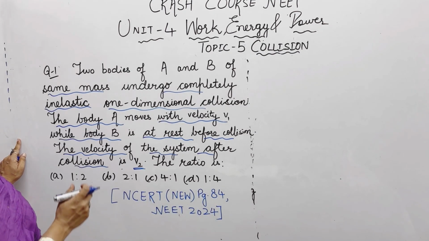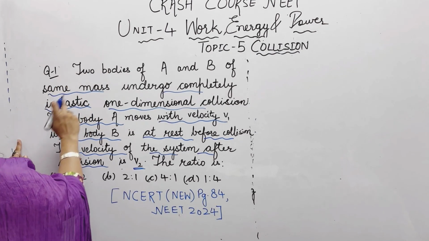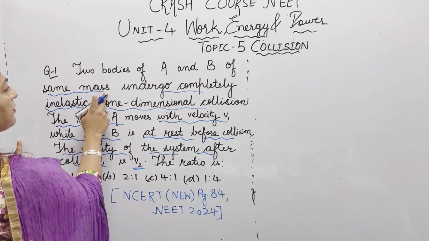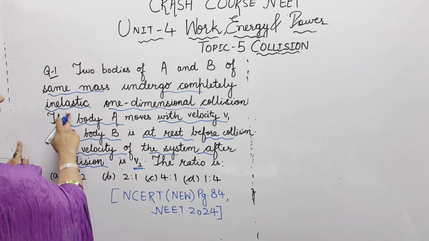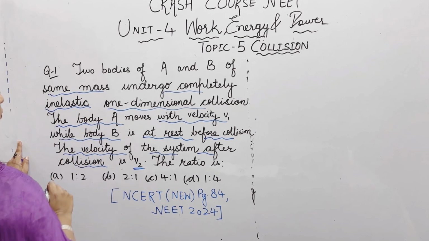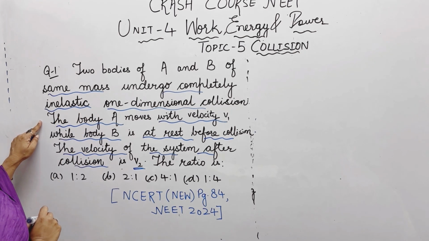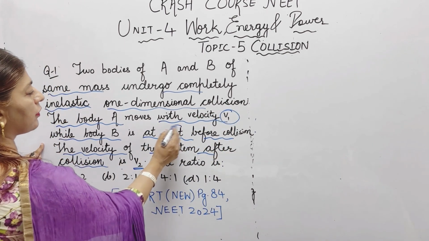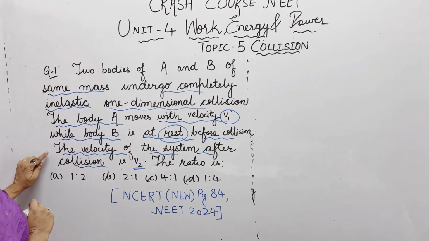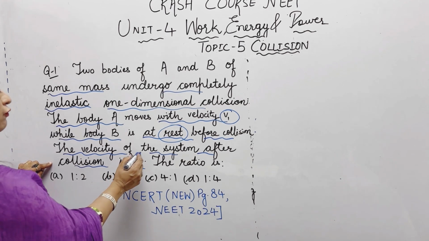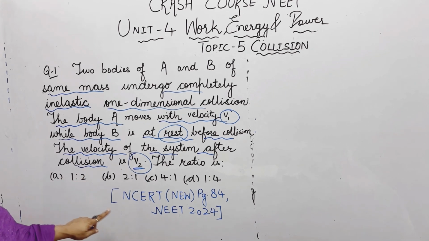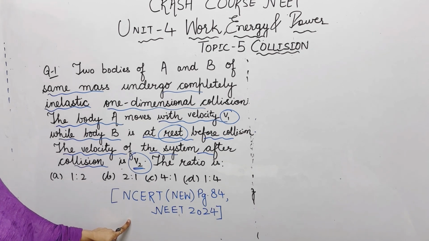Let us see the first question on the topic collision. Two bodies A and B having the same mass undergo a completely inelastic one-dimensional collision. The body A moves with velocity v1 while body B is at rest before collision. The velocity of the system after collision is v2. The ratio is, these four options have been given, and this question has come in NEET 2024.